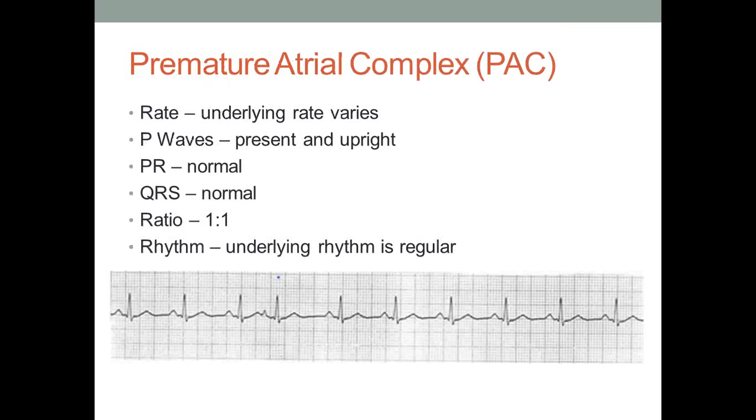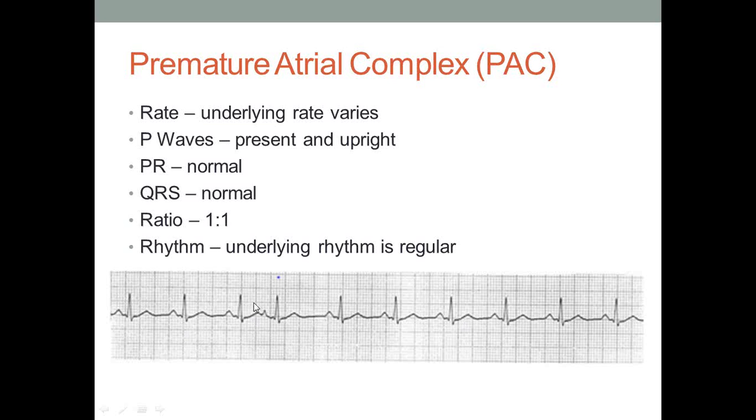So the next one we're going to look at is the premature atrial complex, the PAC. If we go through all of our steps, we're going to find that overall the rhythm is normal sinus. When that happens, we call that the underlying rhythm or the underlying rate. So the underlying rate, if you go through all of your steps, you're going to find is normal sinus. However, we have this one random beat in here that's doing something a little funky.